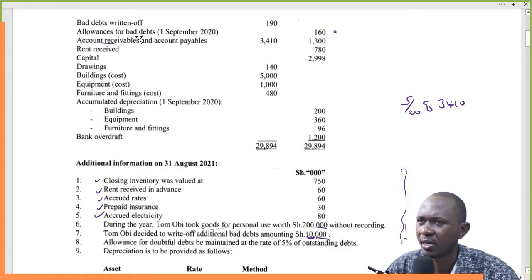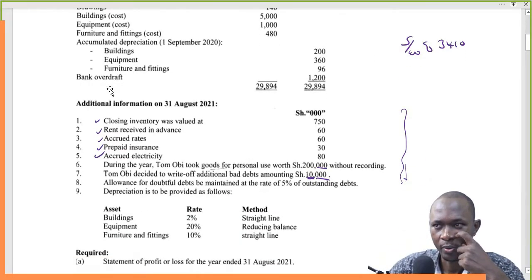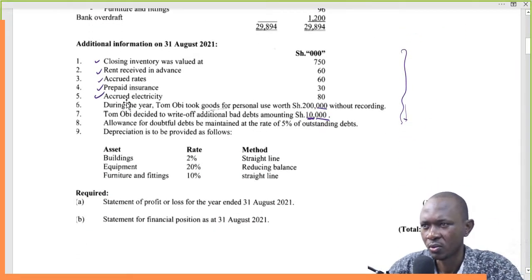That is allowance. We are done with that. Accounts receivable, rent received, capital, drawings, buildings, furniture. I think we are done with all those. So during the year, Tom Obi took personal, that one. Tom Obi decided to write off additional bad debts. We are done with that. Allowance, we are done with that.